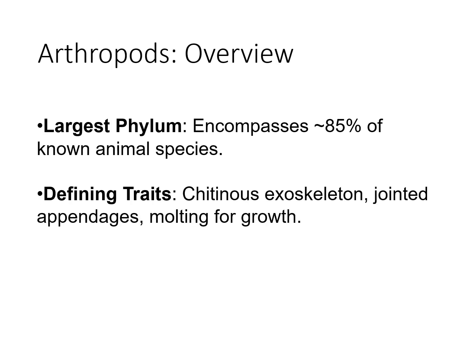Arthropods make up the largest phylum in the animal kingdom, representing about 85% of all known animal species. They share a few key traits: a chitin-based exoskeleton, jointed appendages, and a process called molting, where they shed their exoskeleton to grow.